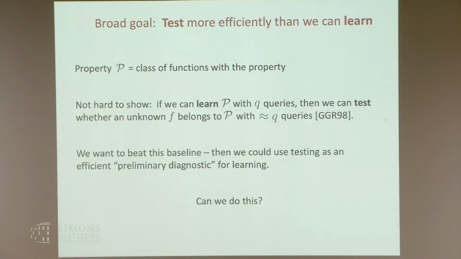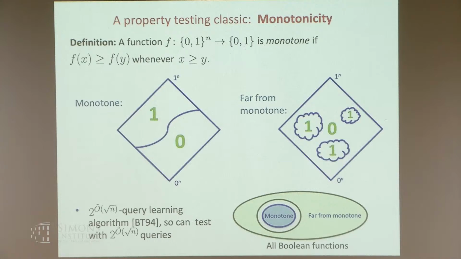And that's going to be the central goal we're interested in for different classes. Can I test more efficiently than I can learn? Okay, so I can tell you now about a couple of classic property testing problems. The first one is testing whether a Boolean function is monotone or not. This is probably a notion familiar to many of us. A monotone Boolean function is one where flipping input bits from 0 to 1 can only ever flip the output bit from 0 to 1. It is monotone increasing in each of the coordinates.